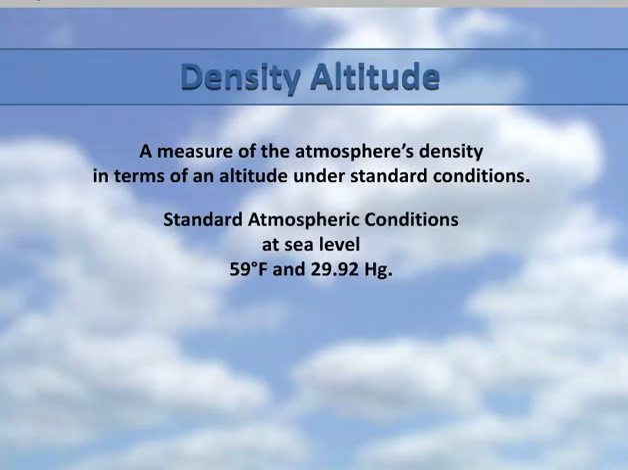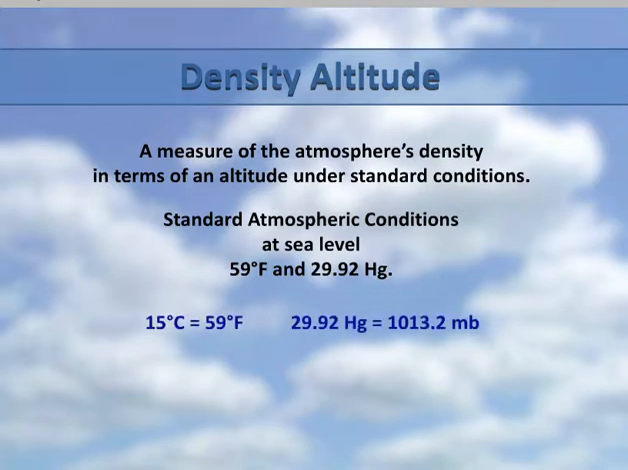Standard temperature is 59 degrees Fahrenheit and standard pressure is 29.92 inches of mercury. 59 degrees Fahrenheit and 29.92 inches of mercury. Two numbers that every pilot needs to have firmly committed to memory. You may also see temperature specified on the Celsius scale. Standard temperature is 15 degrees Celsius. That's 59 Fahrenheit or 15 Celsius for standard temperature.